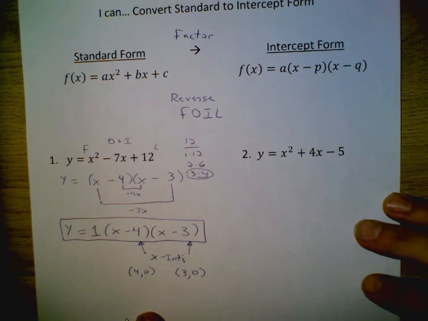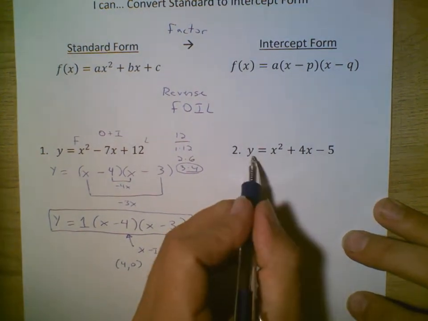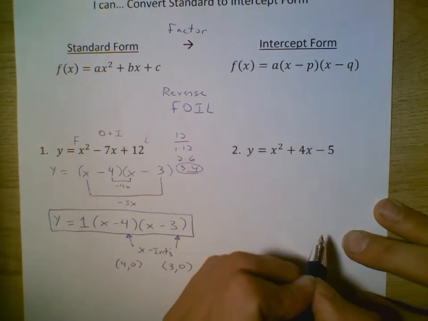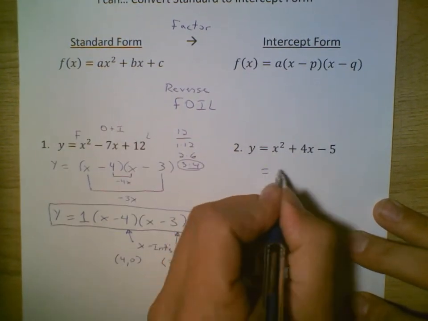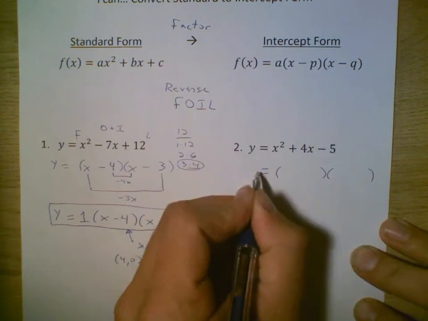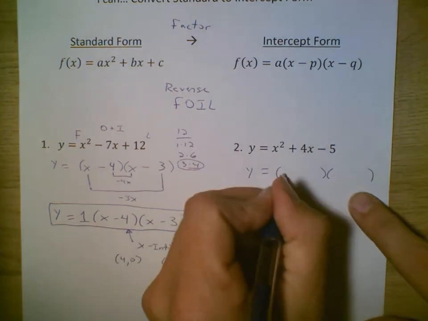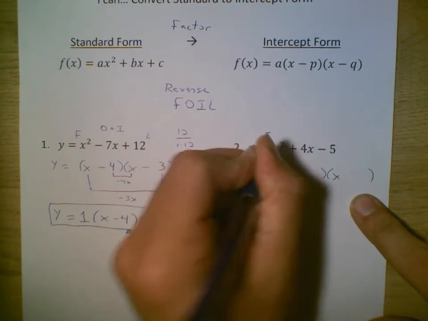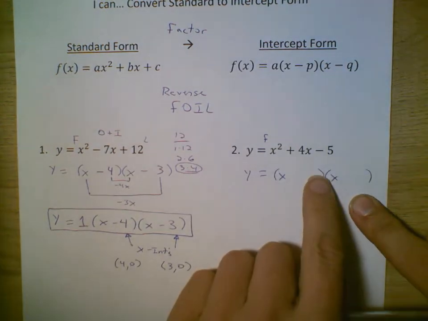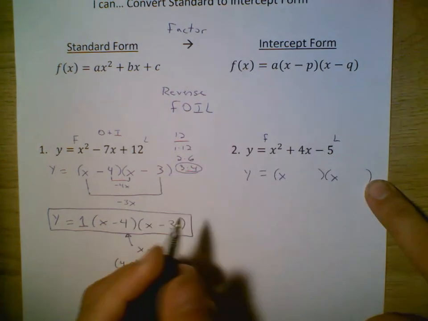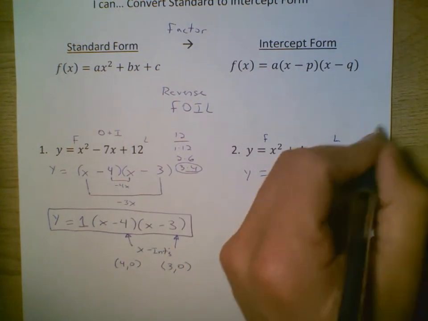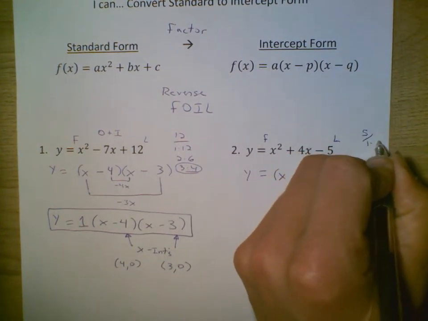Let's go ahead and look at a second example. So I have y equals x squared plus 4x minus 5. Once again, I'm just going to factor the right-hand side of the equation. I ask myself, what times what gives me the first term? Well, that's x times x. That's the F part of FOIL. And then what times what gives me the last term, the L part of FOIL? Well, it's a 5, so 5 is going to be 1 times 5.